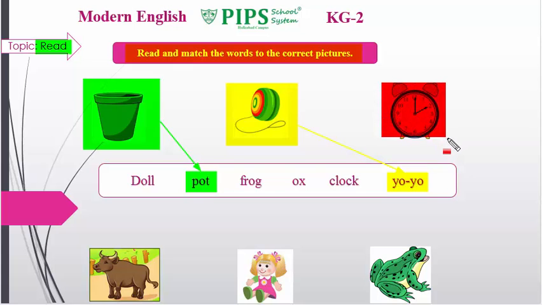Third one is clock, and here are the spellings of clock. Now we will match the clock with its spellings like this.